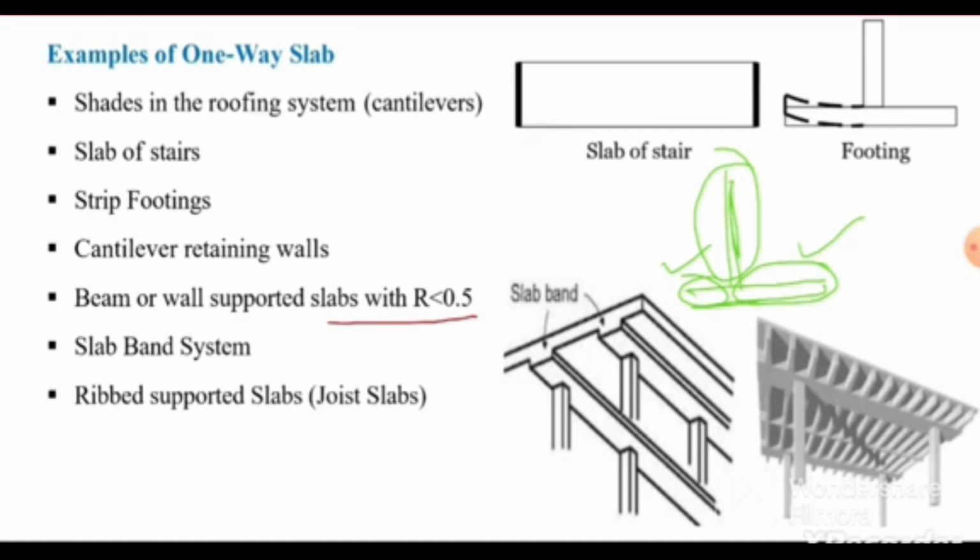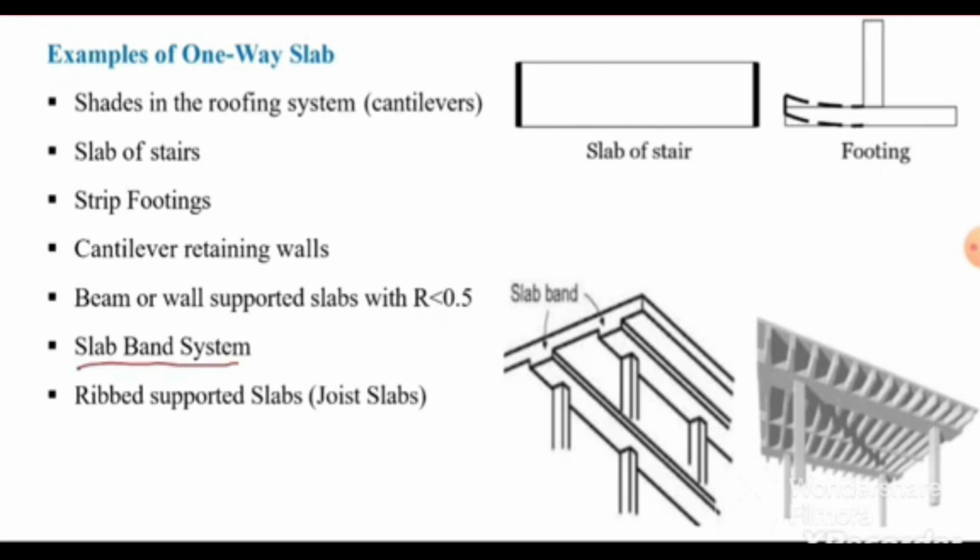Okay, beam or wall supported slabs with R less than 0.5, aspect ratio less than 0.5. In case of a beam supported slab, if the aspect ratio is less than 0.5, we will have a one-way slab.